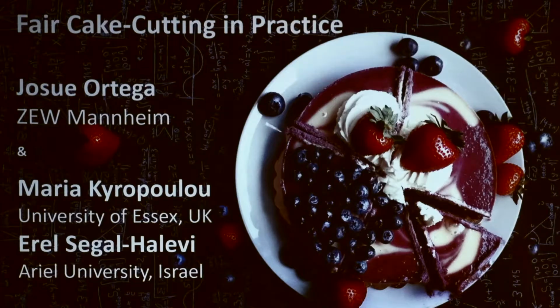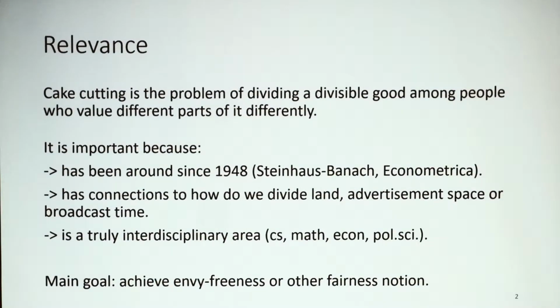So as it has been said before, cake cutting refers to the problem of dividing one perfectly divisible good among many agents who value different parts of the cake distinctly. This is an old problem, and it's an interesting problem for two particular reasons. One is that it's a very interdisciplinary problem, tackled by computer scientists, economists, political scientists, and mathematicians. The second is that it has many real-life applications, and one that I find particularly interesting is the division of land.